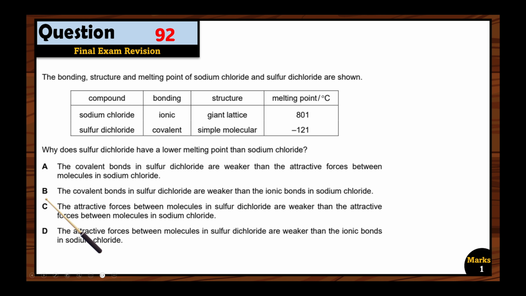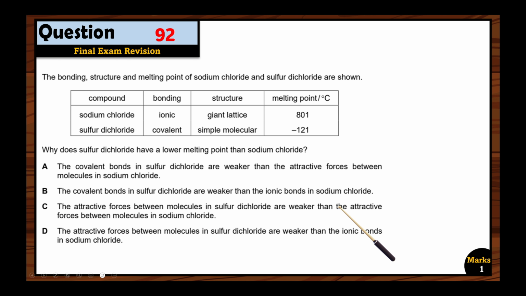So rejected. We don't have to read all. The covalent bonds in sulfur dichloride are weaker. Again, wrong. The attractive forces between the molecules in sulfur dichloride are weaker than the attractive forces between molecules in sodium chloride. So the first was right.